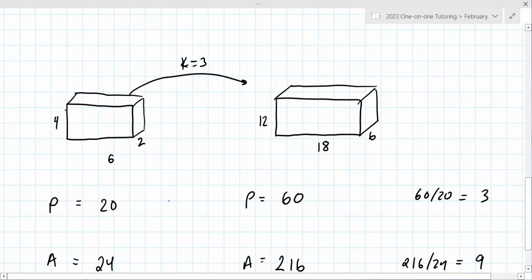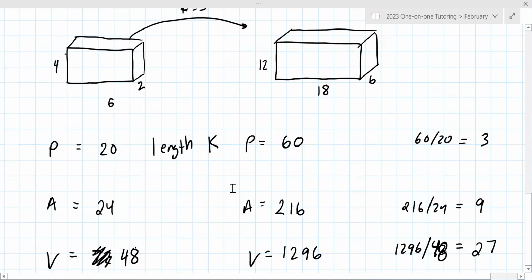Lengths are perimeters and sides. They are always K. Like 4 went to 12, that's K. The perimeter went from 20 to 60, that's K. Areas though are K squared. So it would be 24 times 9, basically. And then volumes are K cubed. And it goes both directions. If you want to go backwards, you divide by K squared or K cubed, or you multiply by K cubed if you're going forward.